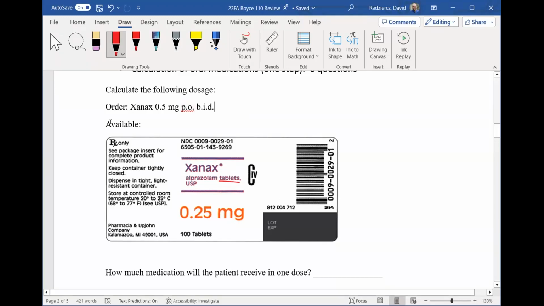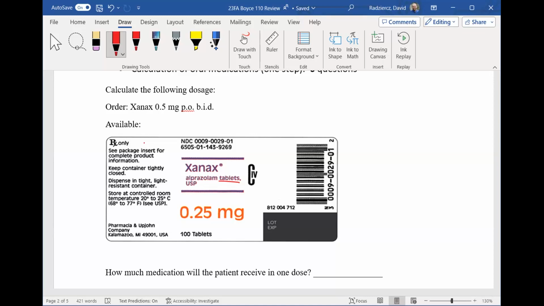All right. So the order is 0.5 milligrams by mouth twice a day. And then we have a label that indicates what's available. Now, sometimes you'll see a label. Sometimes they'll just tell you what the available is. So I always like to highlight what we're looking at. There's a lot of information on a label.